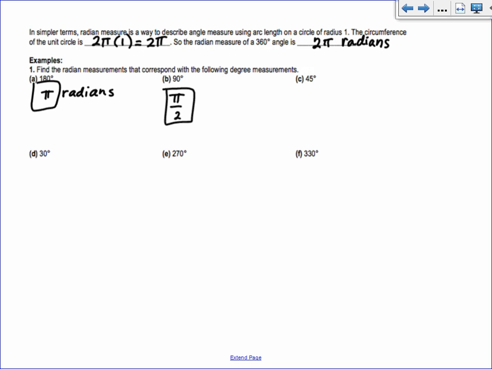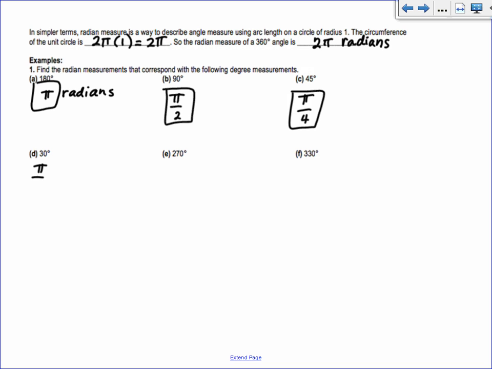So then what would 45 degrees be? Exactly, it's going to be half of that, right? So pi over 4. All right, now here's where it starts to get a little tricky. What if we talk about 30 degrees? I always think about how it's related to 180 degrees. What fraction of 180 is it? Yeah, it is pi over 6.